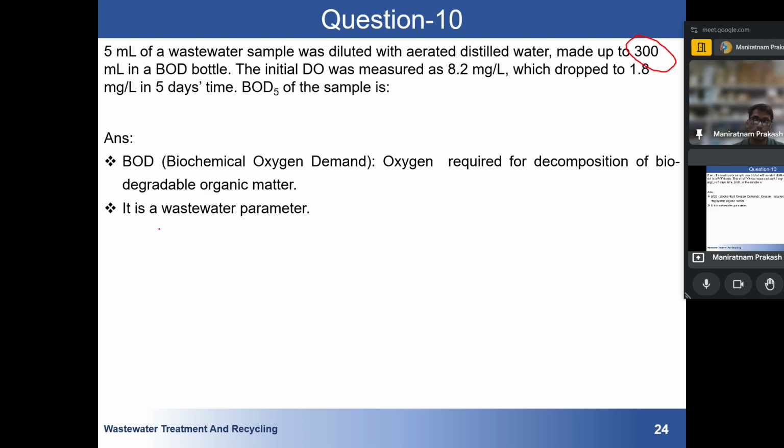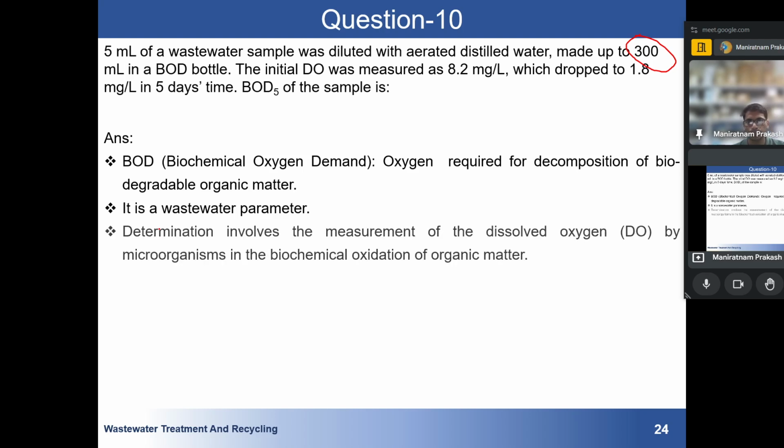Can we say zero? I have to check. Hmm. Remember, this is for wastewater, not for drinking water. BOD is not defined there. We cannot say zero if something is not defined. So zero cannot be simply said; BOD is a wastewater parameter, not a drinking water parameter.